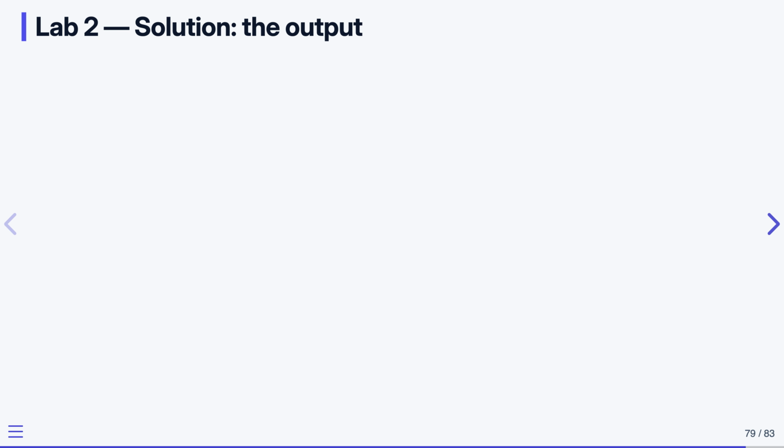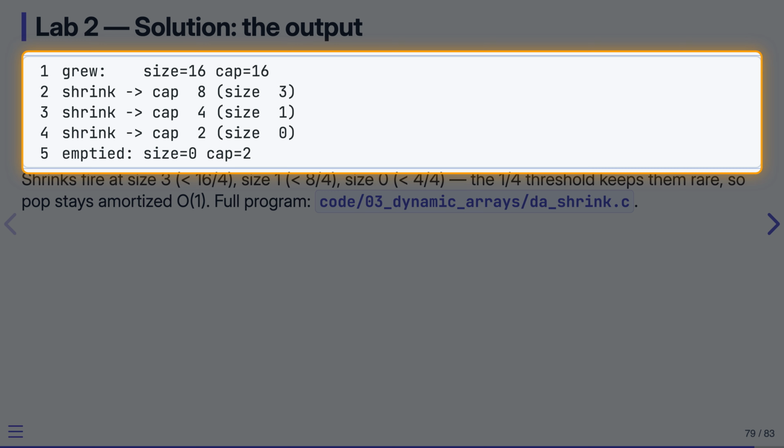Now let's run it and read the output. Look at the output. We grew to 16, then popped everything. The block shrank at size 3, at size 1, and at size 0. The 1/4 rule makes these shrinks rare, so pop stays amortized big O of 1.